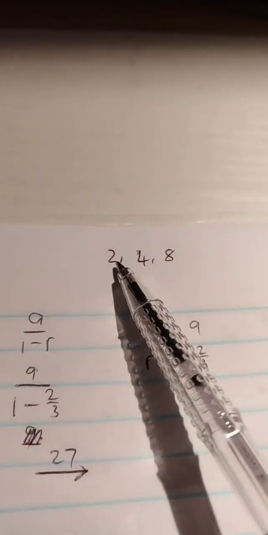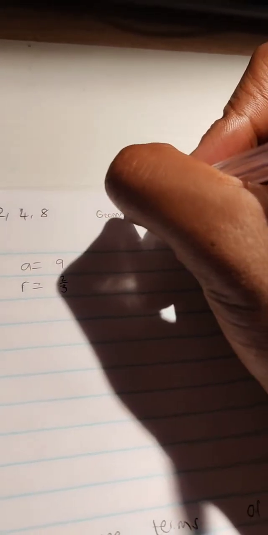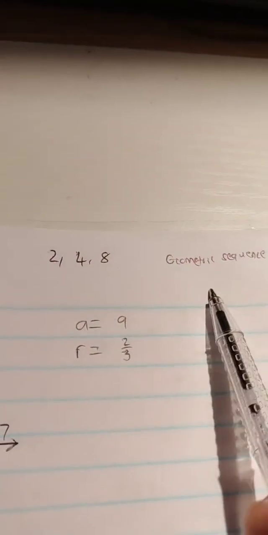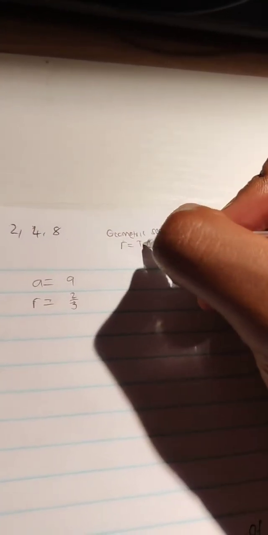Let's just say a sequence, right? A geometric sequence. All right. The sequence 2, 4, 8, all right, is what type of sequence? It is a geometric sequence. Why do we say it's a geometric sequence? It's because a geometric sequence, guys, has a constant ratio.